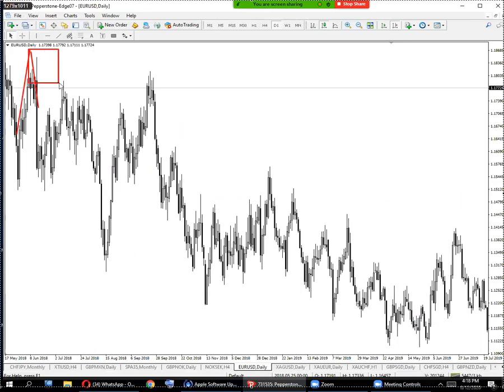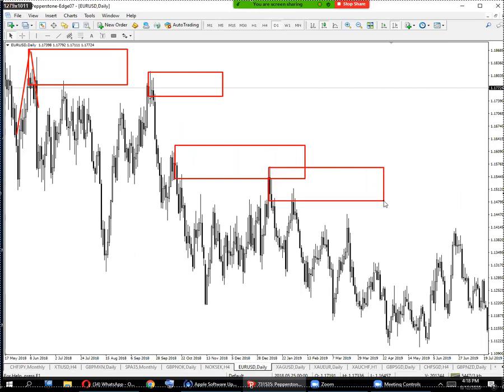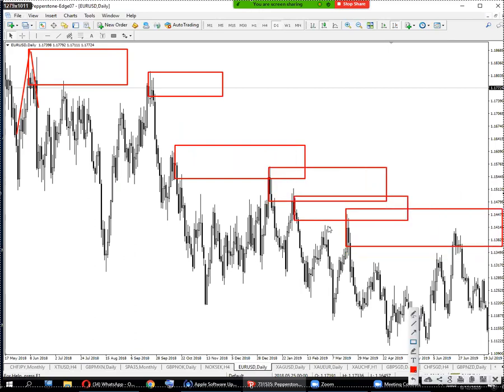So supplies up there. This is a supply level. Now this one is our supply level. This one is our supply level. This one is our supply level. This one is our supply level. This one is our supply. Have you seen? Market is retesting and taking trades.